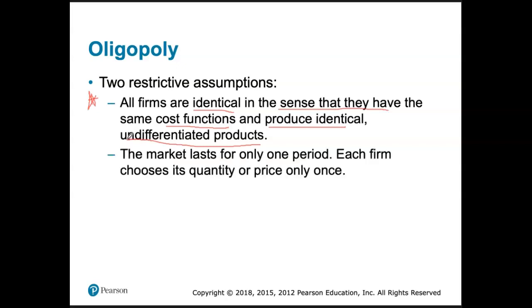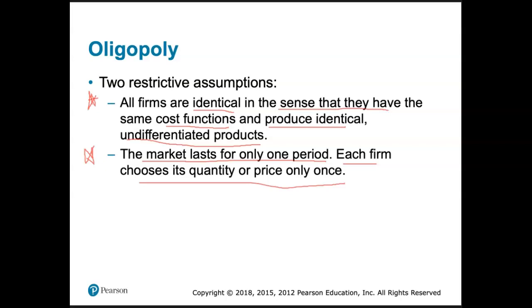Another, really simple assumption we hold is that the market will last for only one period, and each firm will choose its quantity or price only once. So these are the two assumptions we take a look at in building our model: firms are identical in the sense that they have the same cost functions and produce identical undifferentiated products, and the market lasts for one period.